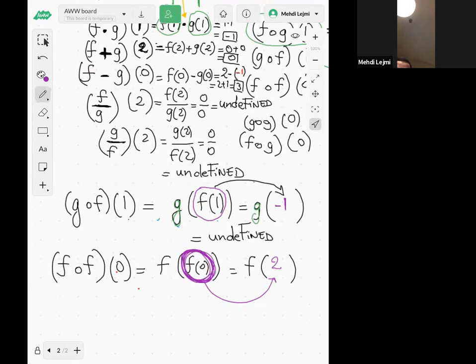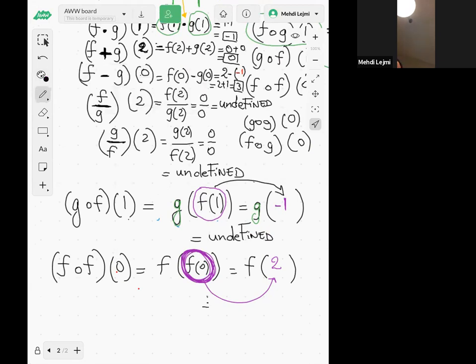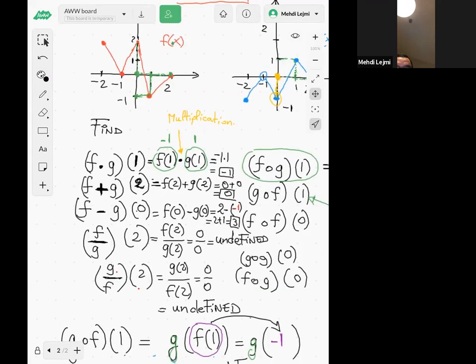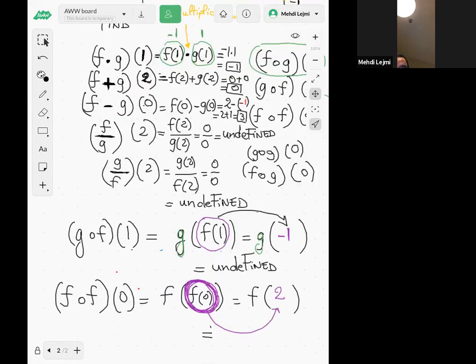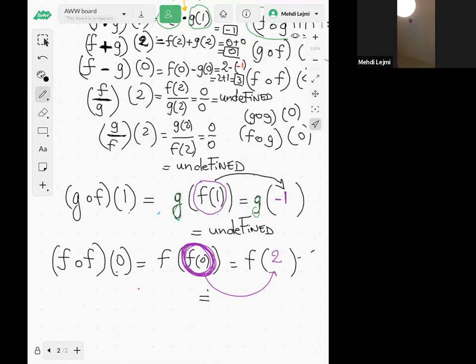That's 2. But then there's still an f outside, right? So now I have f of 2. Now let's see what's f of 2. Well, f of 2 is 0. So the answer is 0. So this is equal to 0. Okay. So that's f composed with f of 0.